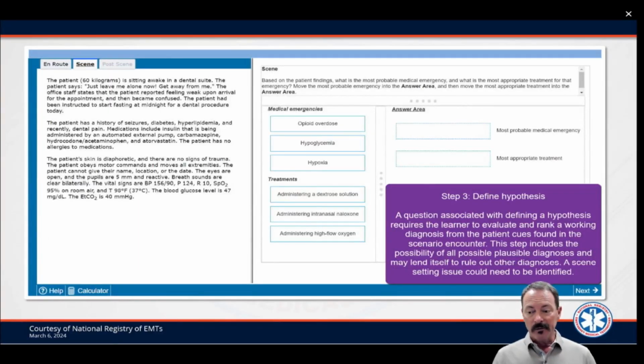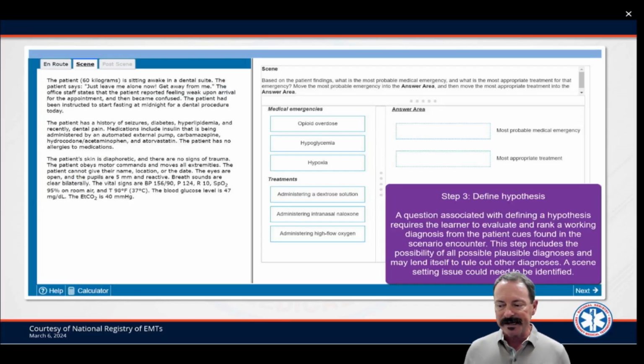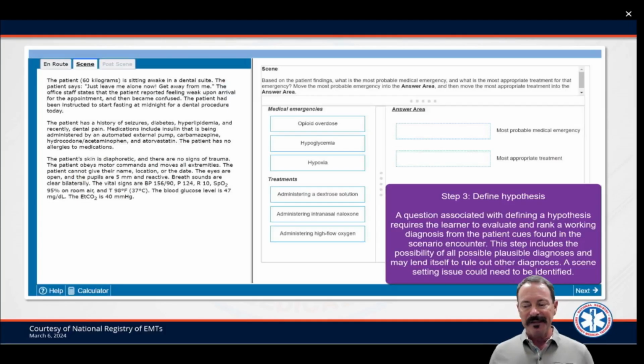Okay, now we're still in this dental suite and it's still the same scenario. Now this question is asking, based on patient findings, what is the most probable medical emergency and what is the most appropriate treatment for that emergency? So now you're going to drag and drop. It says move the most probable emergency into the answer area and then move the most appropriate treatment into the answer area. So we've got there at the top, opiate overdose. No.